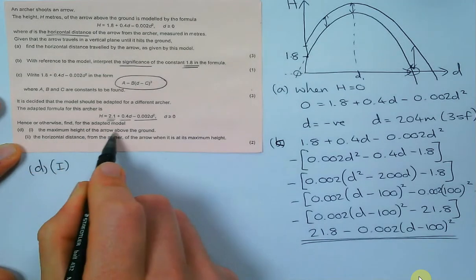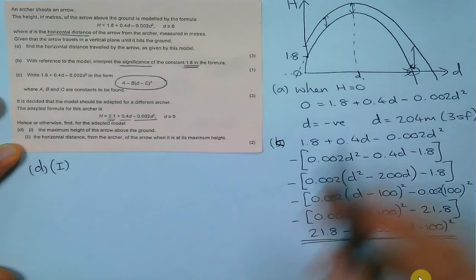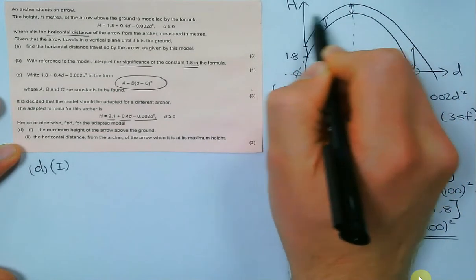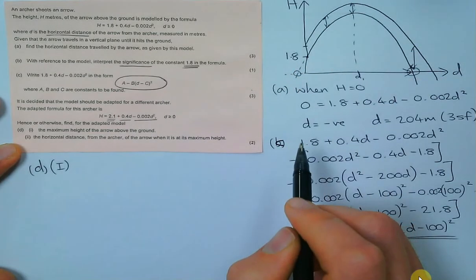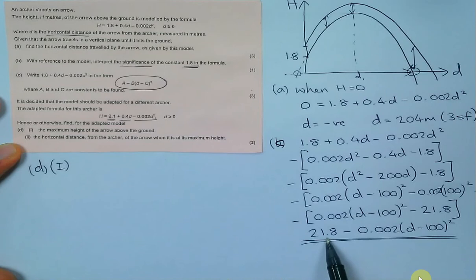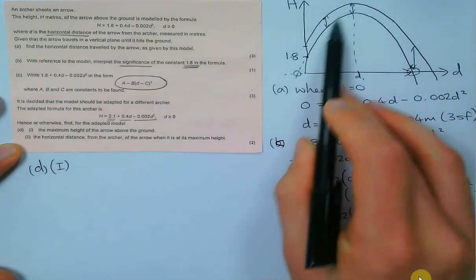So the maximum height of the arrow above the ground. So here's your maximum height there. And we can get that from our completing the square. So when d is 100 in here, that's going to equal 0. So all of this is going to equal 0. So this is the maximum height we're going to have from our first equation.